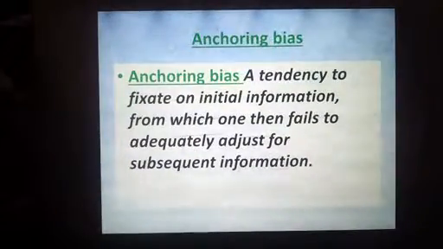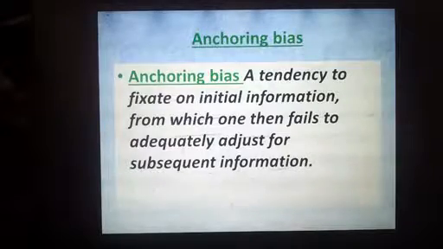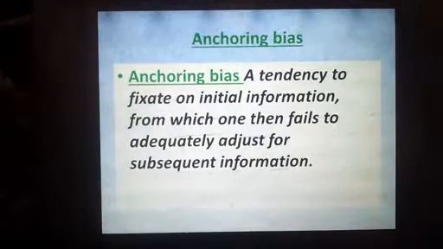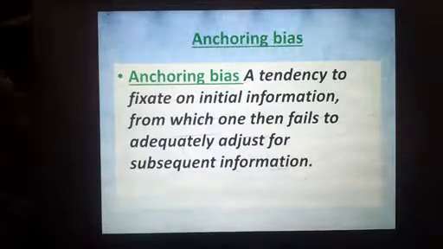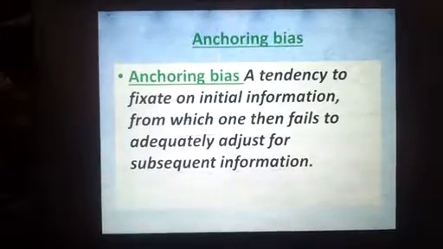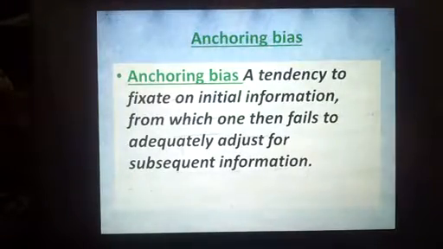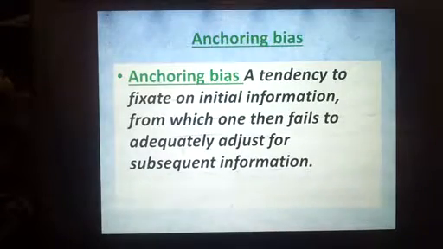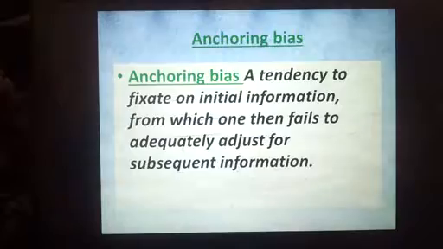Anchoring bias. What is anchoring bias? An important concept. A tendency to fixate on initial information, and then fail to adequately adjust for subsequent information. This is an important one to note down, or you can take a screenshot. ये tendency है, fixate करते हैं initial information, from which then fails to adequately adjust करते हैं subsequent information के लिए. Important one, regularly being asked.